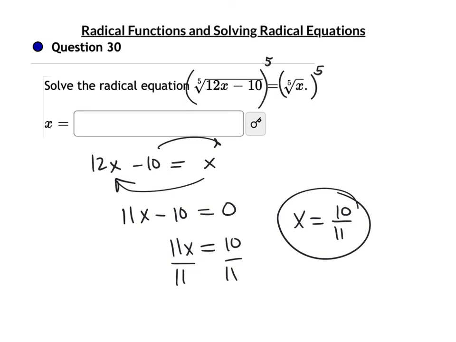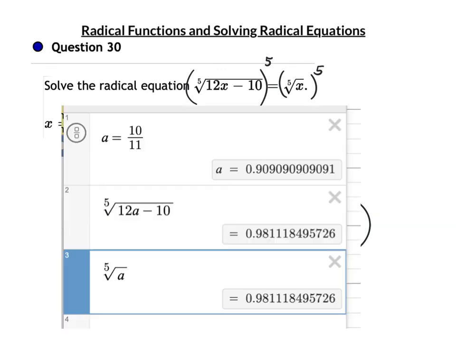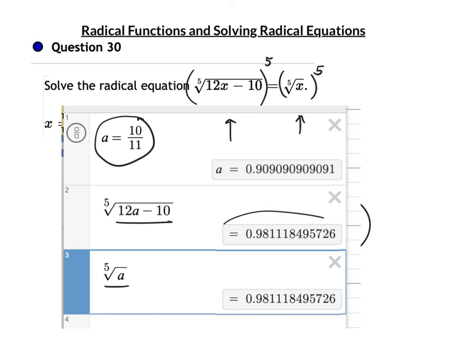Checking this one would not be easy, but we could check it with Desmos. Here's how I would do that. We can't use x and store a value in x because x is for graphing, but I just used a. So I said a was 10/11, so that was our answer. And I plugged in the left side right there and plugged in the right side. And I did the fifth root of 12a minus 10, and the fifth root of a. And notice how they produce the same decimal. We are absolutely positive then that we have the correct answer.